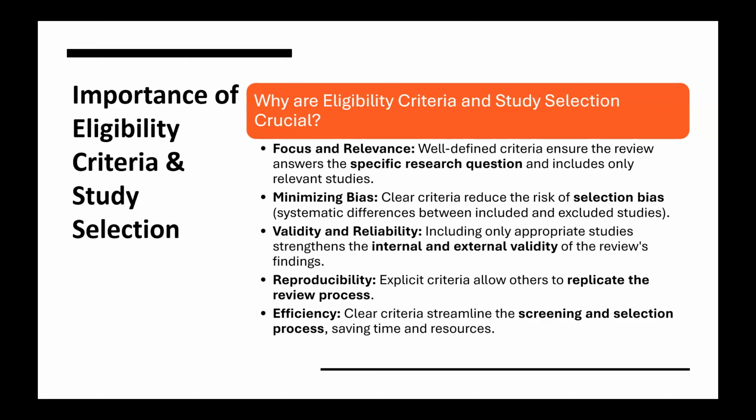Then the next thing is that it will help you to minimize bias, because you have a clear criteria. It will reduce the risk of selecting studies that are not relevant, studies that are not going to make meaning to your study. Just like I mentioned, you are looking at the impact of mechanization on, let's say, a particular crop yield, or the impact of a certain fertilizer on the outcome of a particular yield of a particular drug or crop, for example.